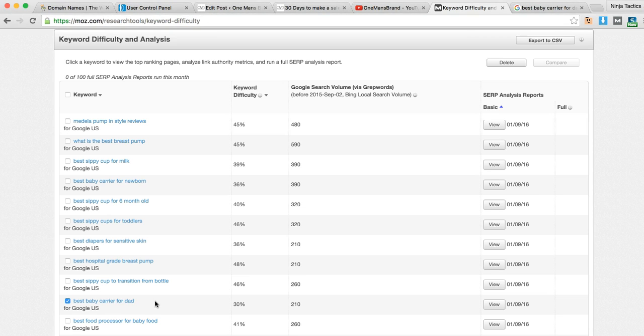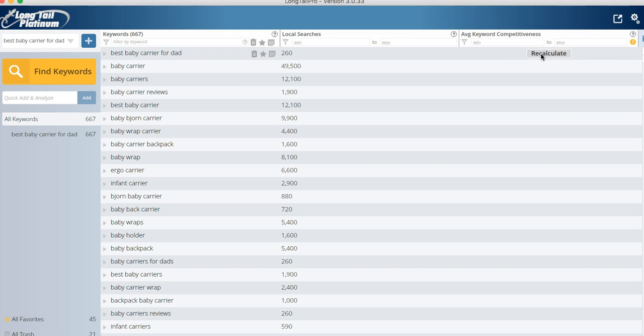So yeah, two things to keep in mind here: Moz keyword difficulty score, and obviously the search volume. Now, if you're not going to use Moz and potentially you'll use Longtail Pro, then the keyword difficulty scores and the metrics are a little bit different. So if we look at best baby carrier for dad, it's 30% here. But if we jump into Longtail Pro, it's 26 here. Now, a 26 and a 30%, because they're completely different platforms, they mean different things. So you can't just say, oh, a 26 and a 30, they're exactly the same. It's not.